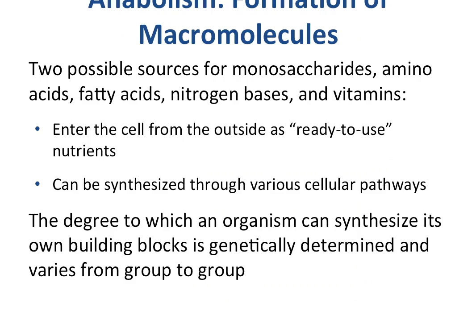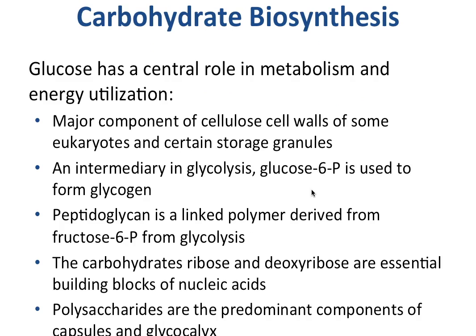Anabolism is the process to make macromolecules such as amino acids, fatty acids, and nitrogen bases. Nitrogen bases are for the nucleic acids, to make either DNA or RNA. Also vitamins and sugars. So, carbohydrate biosynthesis. The glucose has a role in metabolism and energy use.